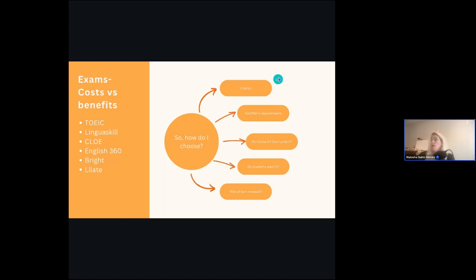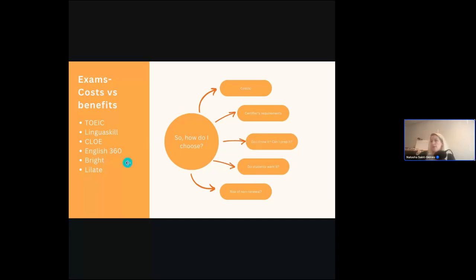Okay. So we've talked about costs, certifiers' requirements. That's where I'm talking about these issues with are you a nouvel entrant? I think that's the biggest problem for some of them. I do think, though, that it's less of a problem these days. When I did it, it was a particularly touchy time, but I think if you can show that you're an experienced teacher, which I'm sure you are, and you've got a good offer, why not? Okay. Do I know it and can I prep it?